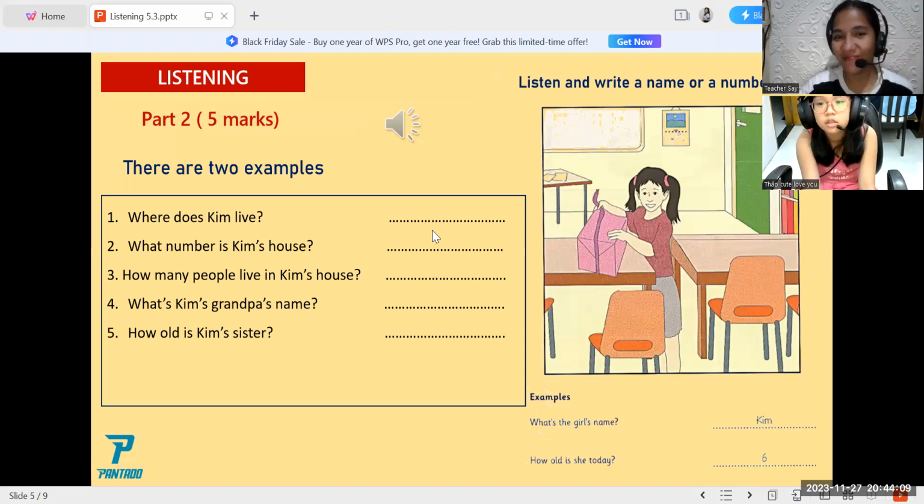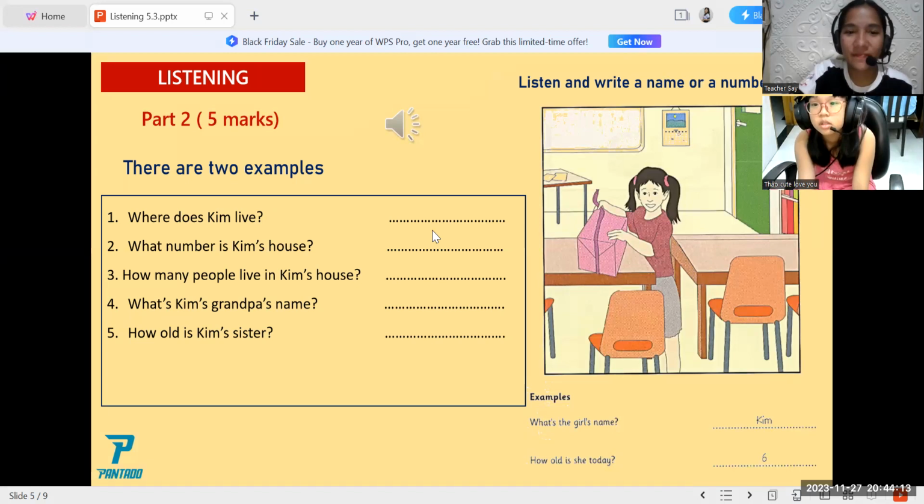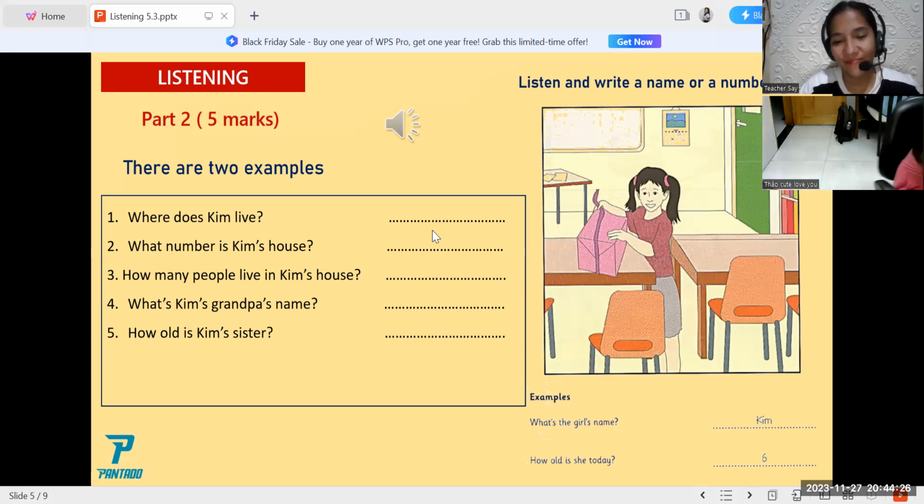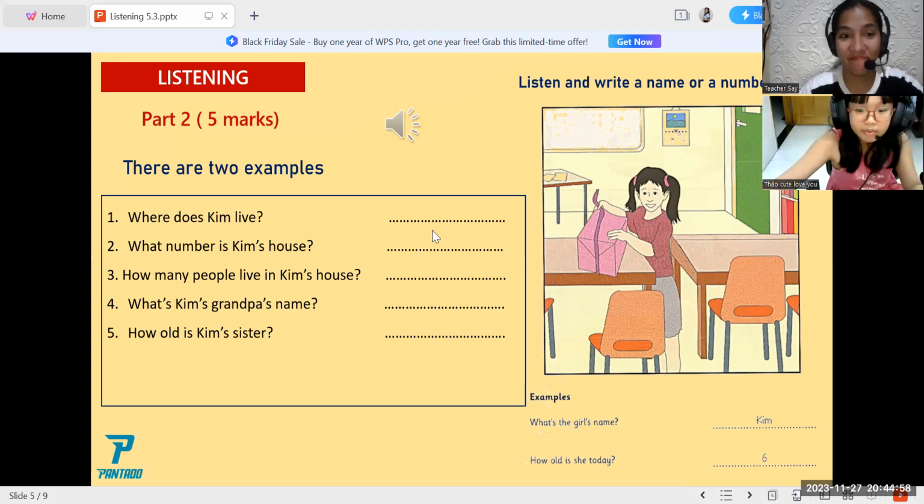Good luck. Part 2. Look at the picture. Listen and write a name or a number. There are two examples. Hello, what's your name? Kim. How do you spell that? K-I-M. Is it your birthday today, Kim? Yes, it is. Happy birthday. How old are you? I'm 6 today. 6? Great. Can you see the answers? Now you listen and write a name or a number. 1. Now, where do you live, Kim? In New Street. Is that N-E-W? Yes, that's right.